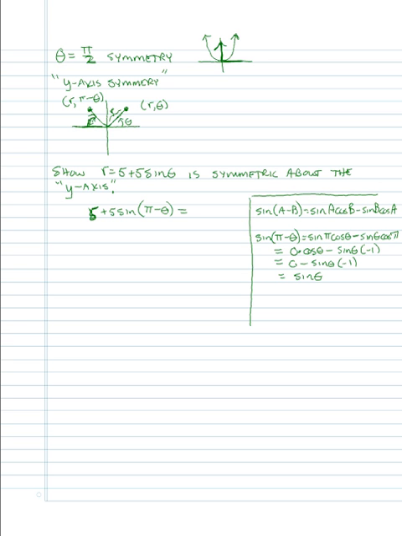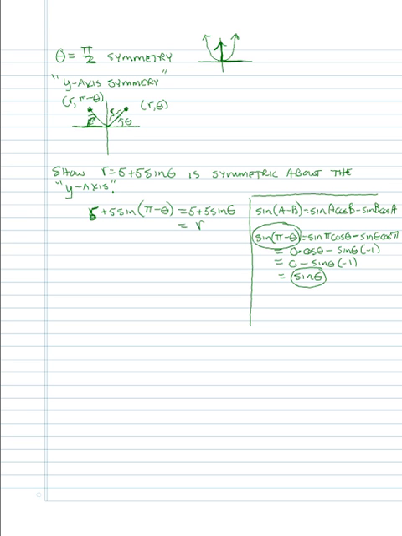So what this tells us, of course, is sine of pi minus theta is exactly the same as sine of theta. So back up here, we can rewrite this equation, 5 plus 5 times sine of theta. And 5 plus 5 sine of theta is just r, so it tells us whether we put theta in for the angle or pi minus theta in for the angle, we get the same r value out, which tells us that we have symmetry.